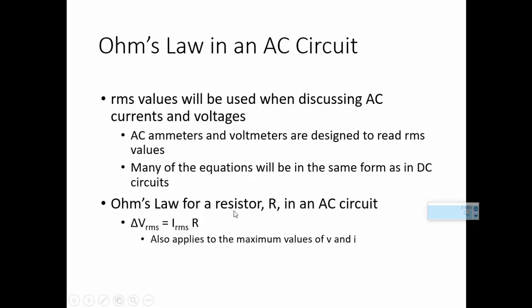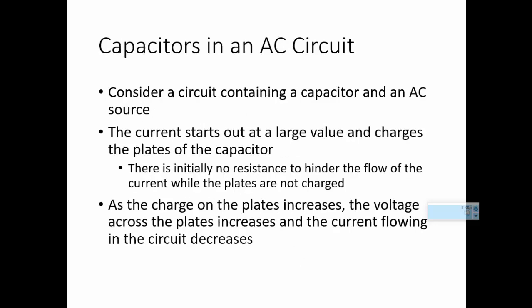All right. So Ohm's law for a resistor R in an AC circuit gives you that. The RMS voltage can be calculated by the RMS current times the resistance. This also applies to the maximum values of V and I. Now, guys, I need you to understand that when we deal with Ohm's law here, we may be dealing with the RMS values, and we can also apply Ohm's law when we look at the maximum values such as V max and I max. You need to understand that.